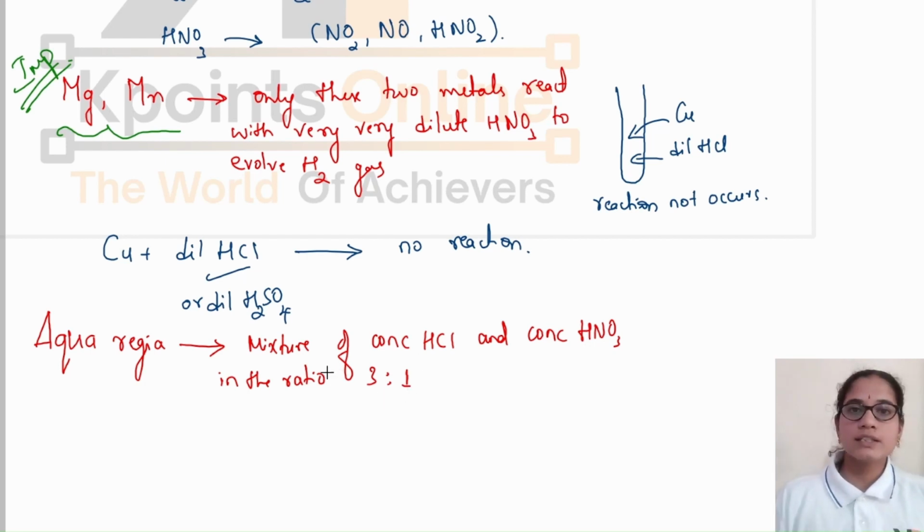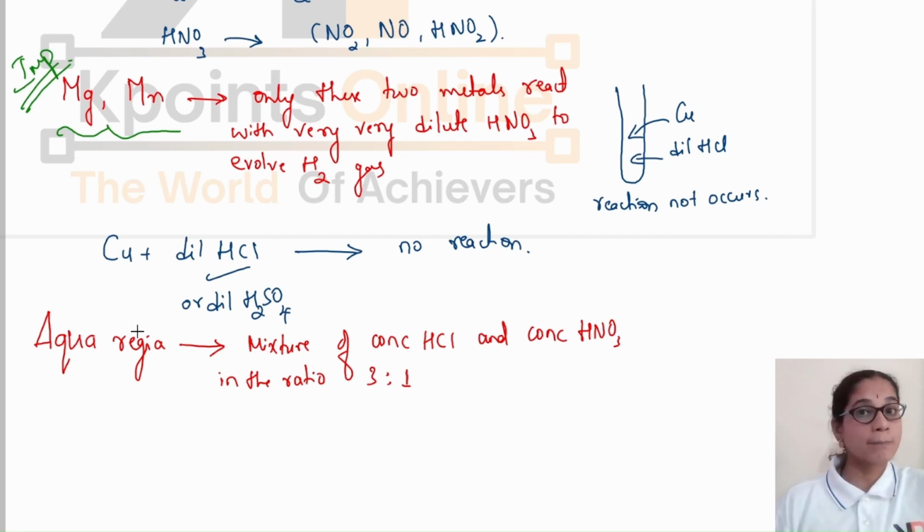Where is this mixture used? In the purification of gold and platinum, those gold and platinum materials are dissolved in aqua regia for purification purposes. Okay. So overall, we have come to know that different metals show different reactivity towards acids. Those metals which are above hydrogen in the activity series will displace hydrogen from dilute acids like dilute hydrochloric acid and dilute sulfuric acid, whereas these metals will not liberate hydrogen when they react with dilute nitric acid. Only two metals liberate hydrogen on reacting with dilute nitric acid: magnesium and manganese. Okay, you should remember all these facts.